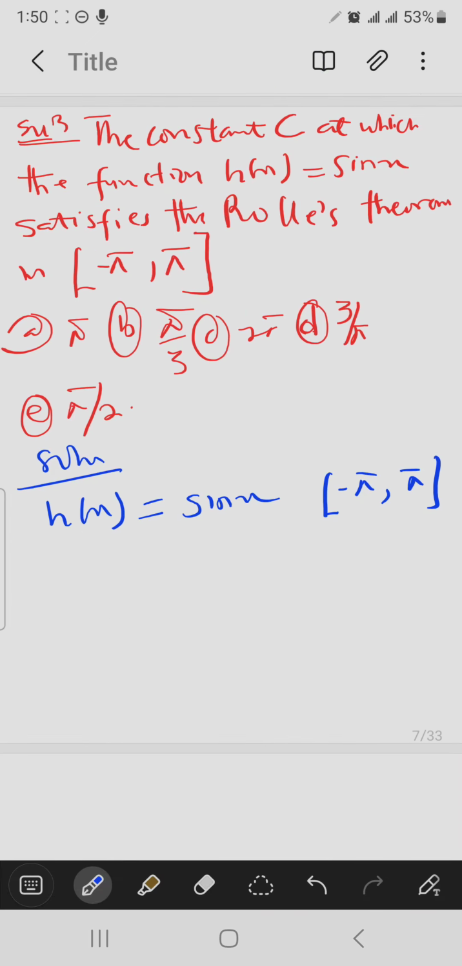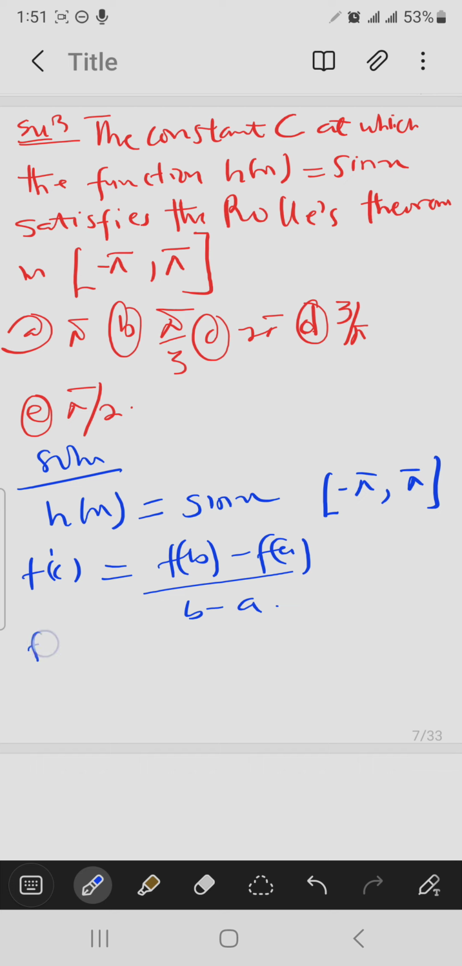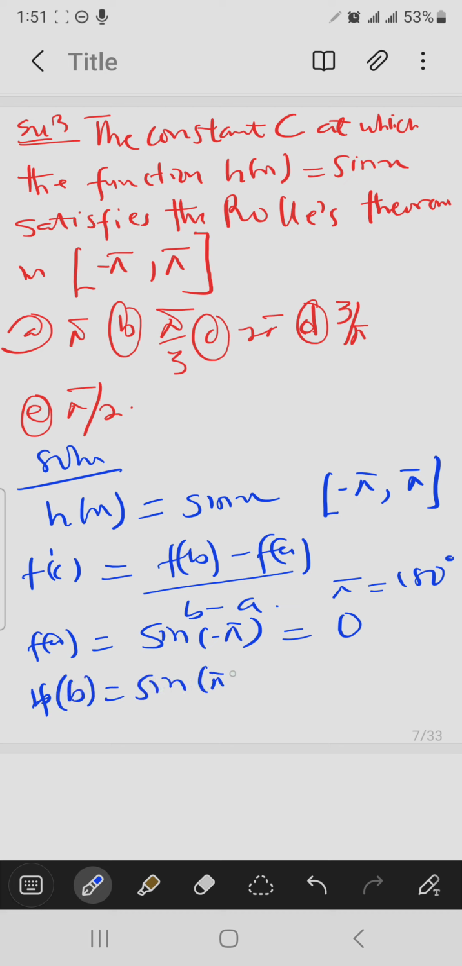So one thing you are going to find is that h of x is this. The first thing you are going to find is f prime of c, and you know it's going to be f of b minus f of a over b minus a. What's our f of a? It will be sine minus pi. Do you get it? Sine minus pi is going to be 0. Sine minus 180. You treat this pi as equal to 180 degrees. So now f of b, you get sine pi. Sine pi here is 0 as well. Sine 180.